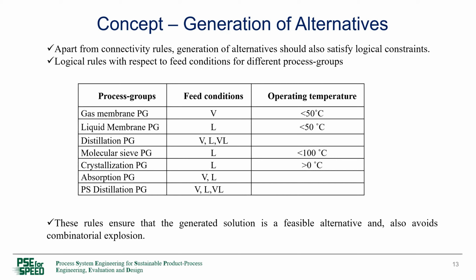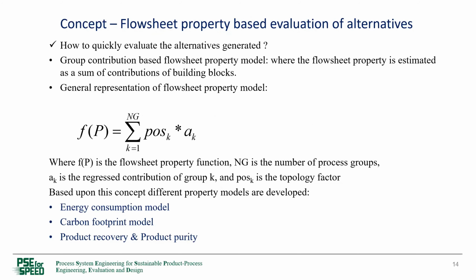And then comes the question of how do we calculate the property? Because if we want to calculate energy consumption, we will need to do a process simulation. But we have not generated the flow sheet, and we do not know any of the design parameters. So how do we calculate the energy consumption?